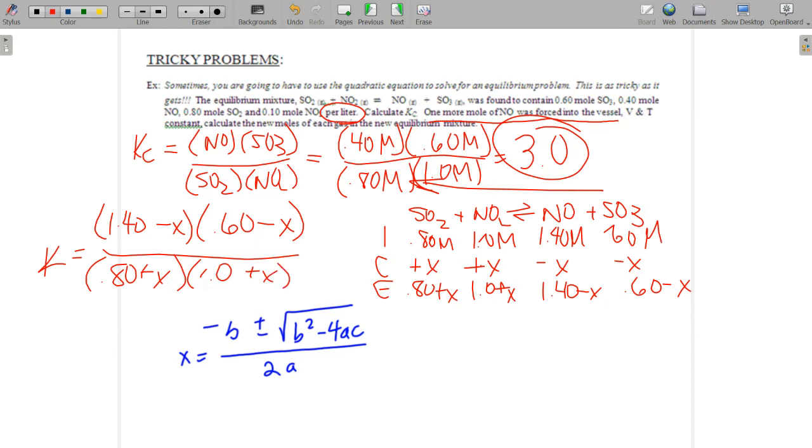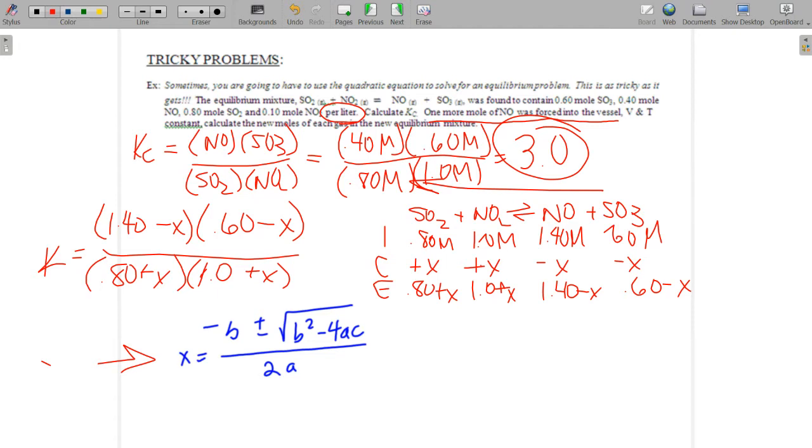Now, what you're going to notice right away that's different from the ones that we've done before is that this is not a perfect square. So what we need to do is simplify all this so that we can get it into our quadratic formula. I have done that for you.